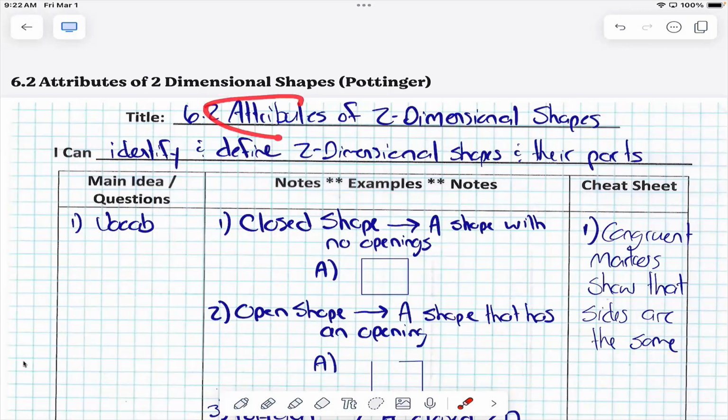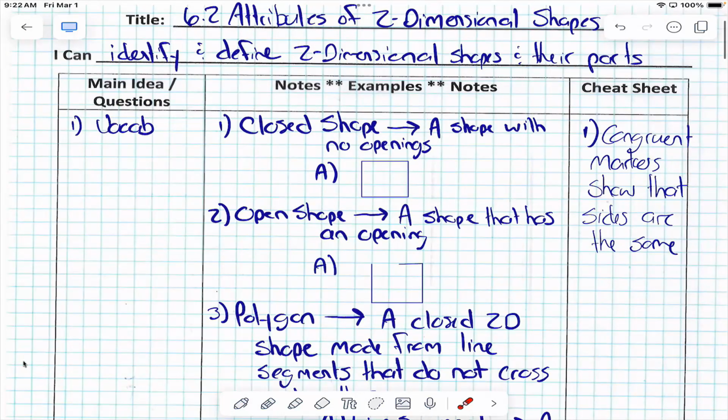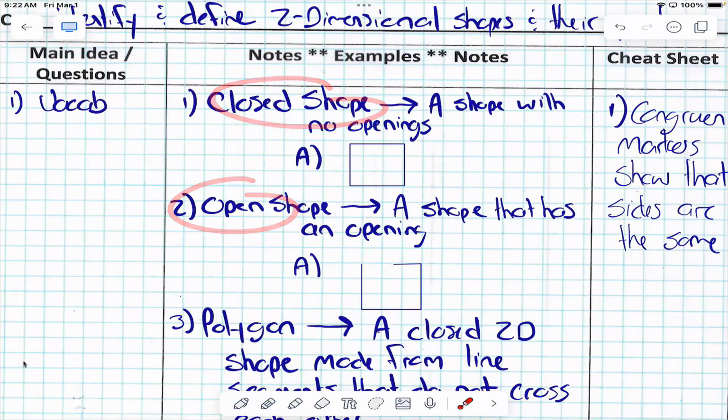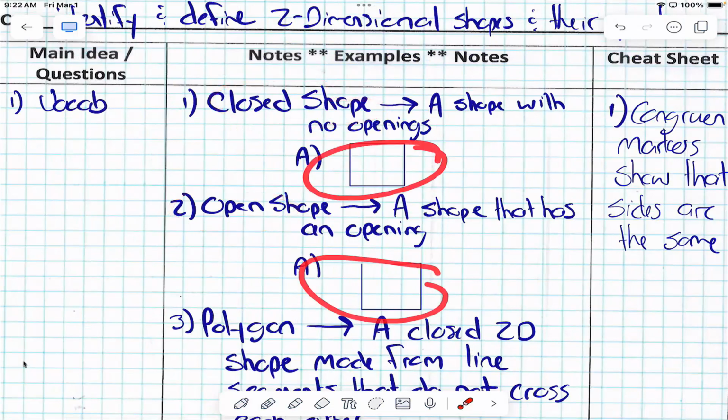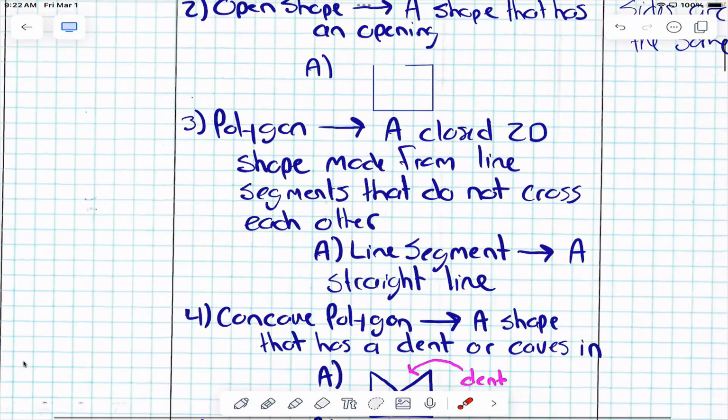Attributes means it's things about two-dimensional shapes, just so we're clear on that. So you should be able to identify and define two-dimensional shapes and all their parts. Okay, number 1 and number 2, we have a closed shape and an open shape. You see the difference between an open shape and a closed shape? Yes. Great. A polygon has 4 parts.